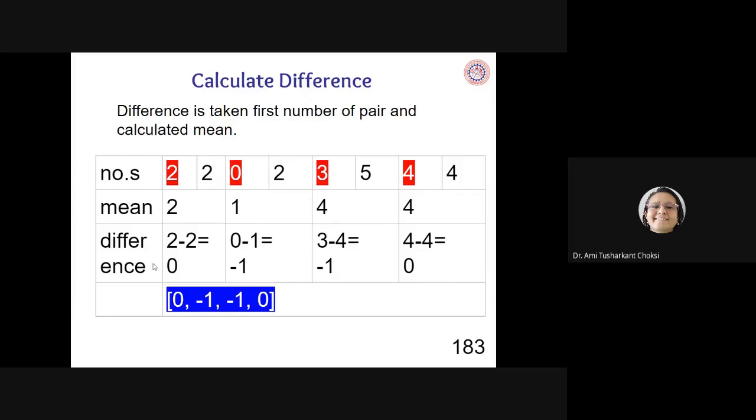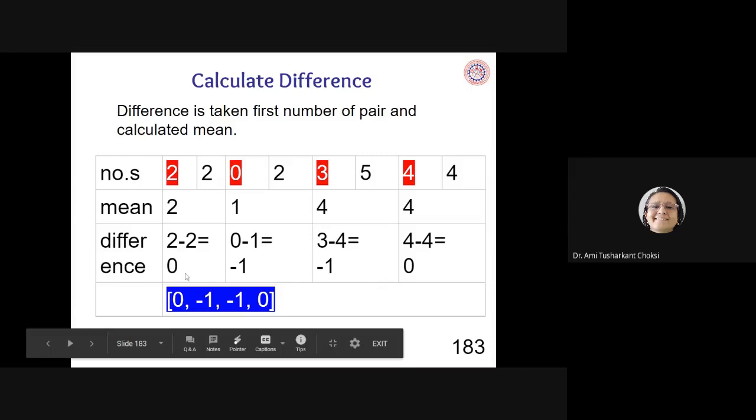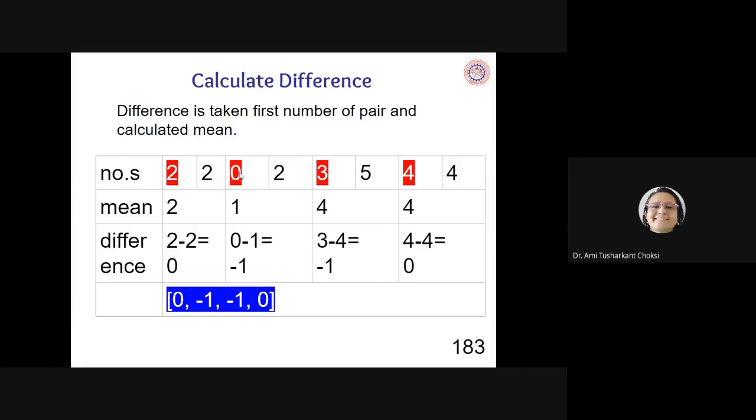Now, we want to take the difference, right? So for that, what is being said? The first number of the pair. These two numbers mean it is a pair. Take the first number of the pair and take the difference with the mean. So, 2 minus 2 is 0. I have shown it here clearly, in the right color, the first number of the pair, right? Then 0 minus 1 will be equal to minus 1, right?